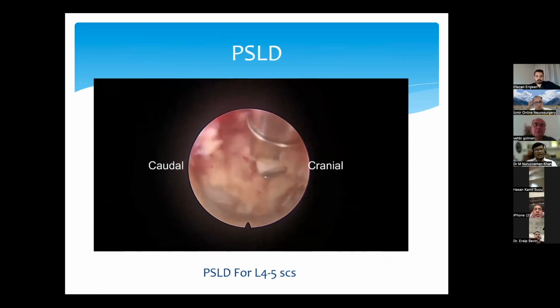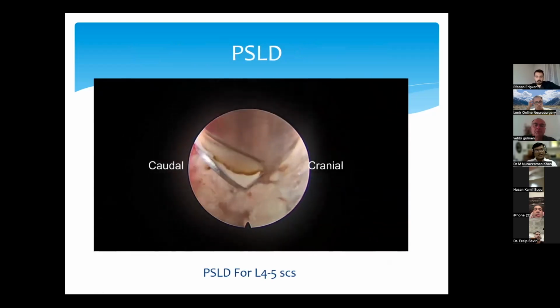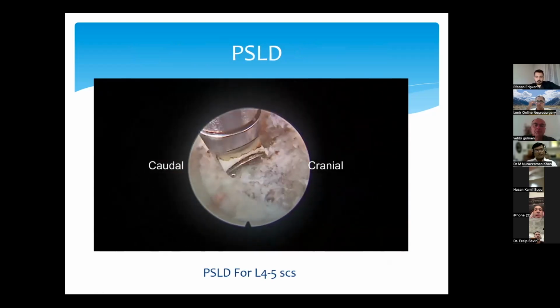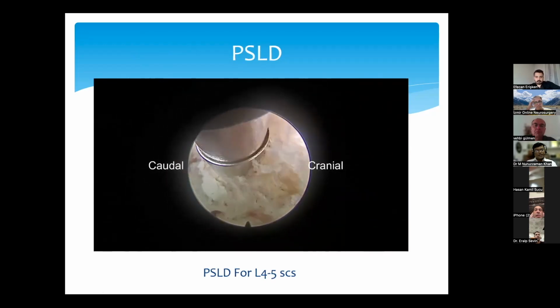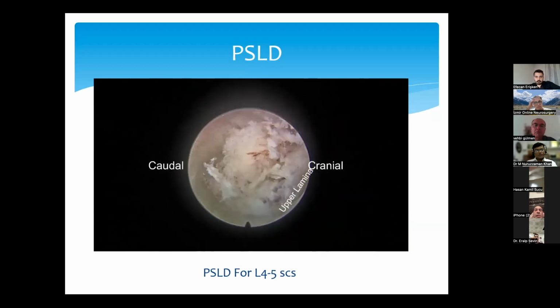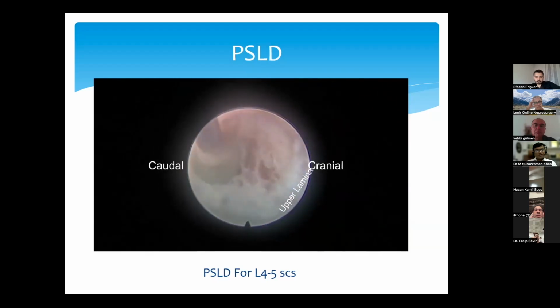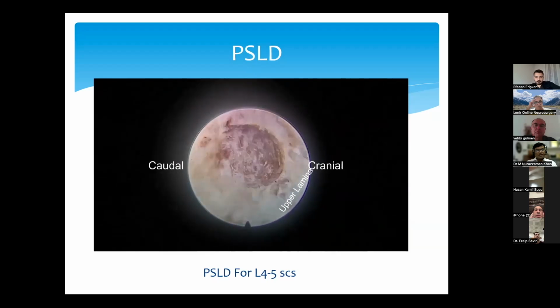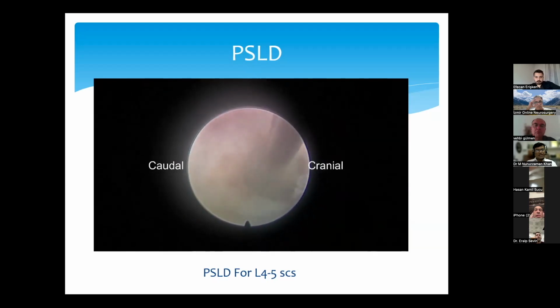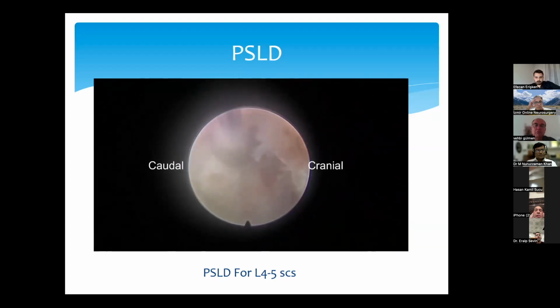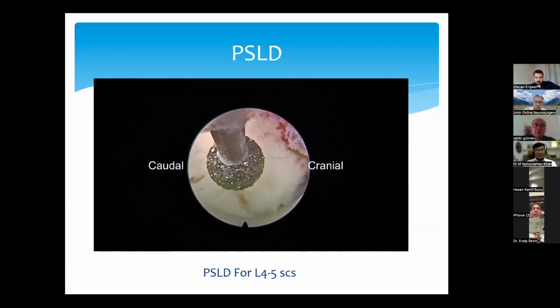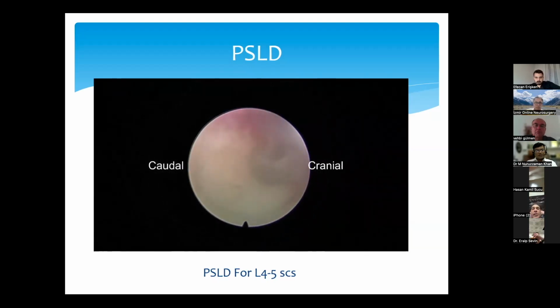And this is a case of L4-5 spinal canal stenosis. We landed at the L4-5 level over the upper lamina, then removed the soft tissue at the level. You can see the upper lamina, and drilling starts at the upper lamina at the laminospinal junction. In case of canal stenosis, it needs to remove the lamina up to the attachment of the ligamentum flavum.